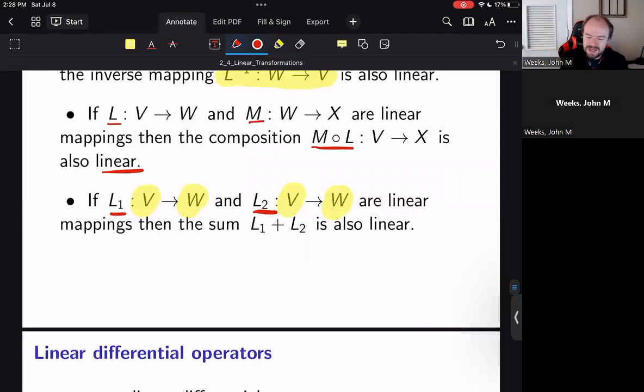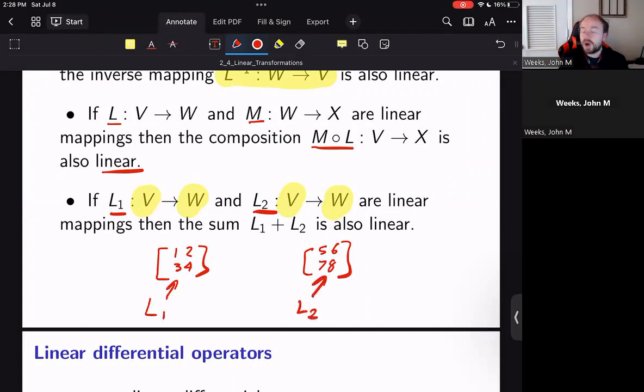The thing to be thinking about here is, what if you had two matrices you were multiplying by? 1, 2, 3, 4, and 5, 6, 7, 8, for example. You can think of this one as a linear operator from R2 to R2, and you can think of 5, 6, 7, 8, that matrix as L2, a linear operator going from R2 to R2.